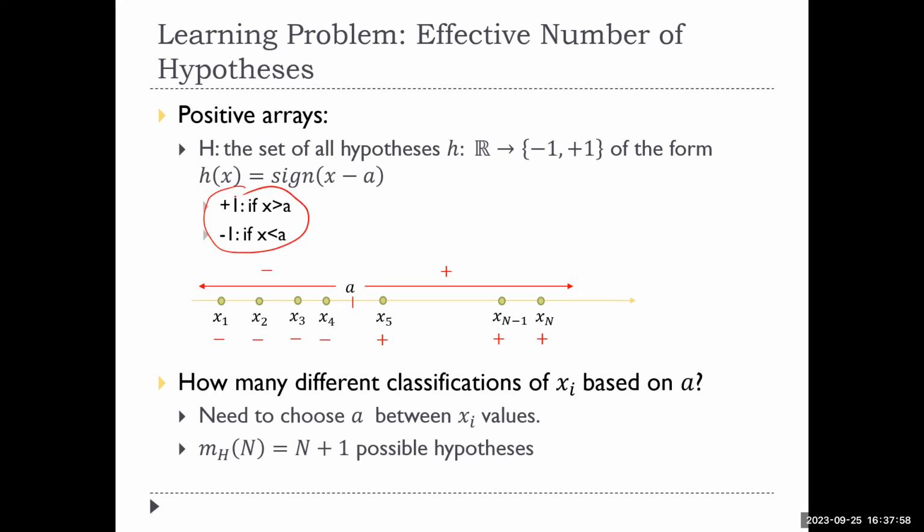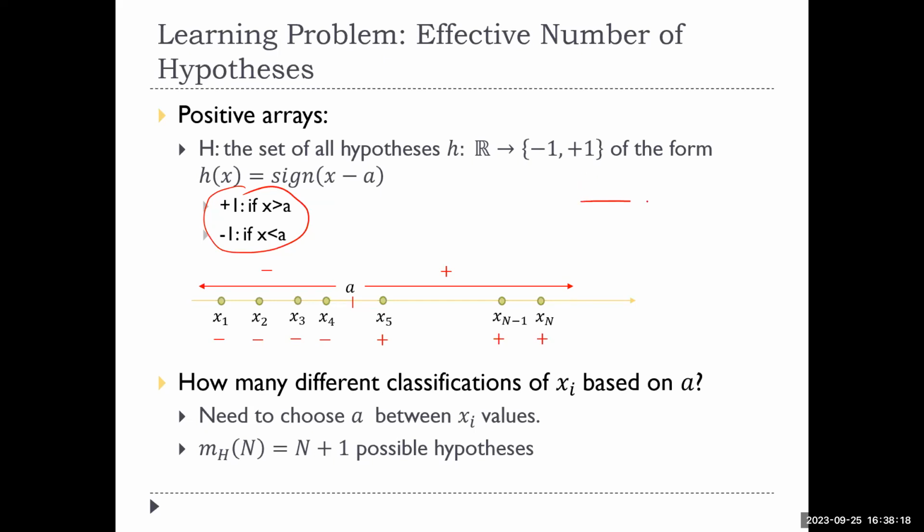If x is greater than a, it is positive. If x is less than a, it is negative. That's my hypothesis set. I don't know what a is. Okay, a is actually the factor I am searching for. It's going to be designed like this.